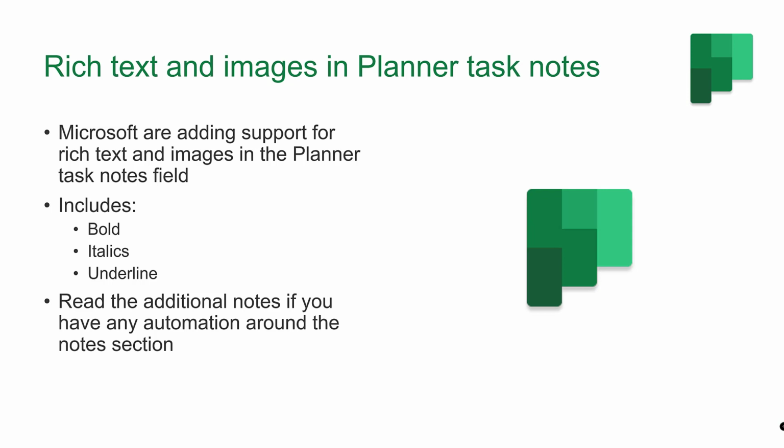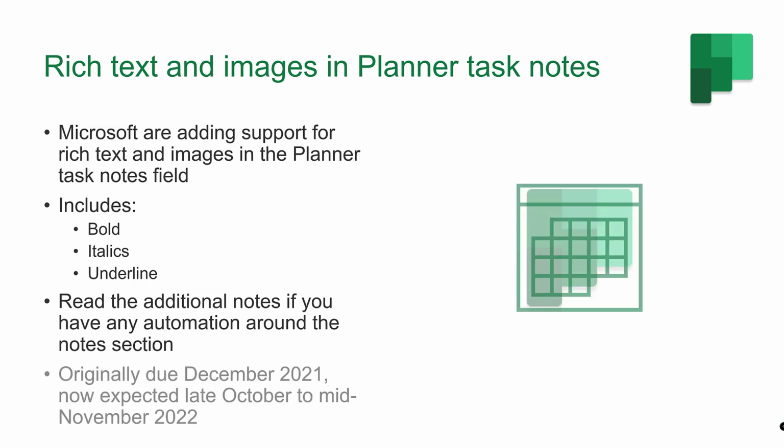Now, go and read the additional notes. If you have any kind of automation that looks at the Planner notes, you need to go and read this properly. So hop over to the blog, supersimple365.com, do a search for Planner and it will pop up. You need to have a look at that if you do have automation on the notes section in Planner. This was originally due December last year and is now expected October to mid-November this year. Hopefully that will come out. I use Planner every day and I'm really looking forward to this update.